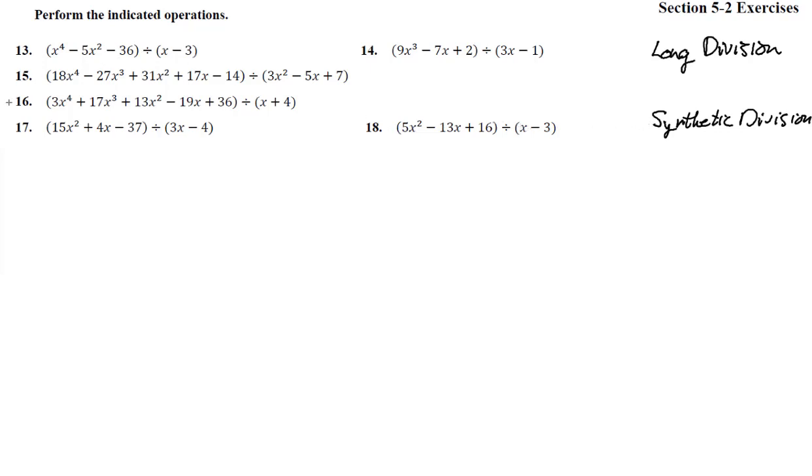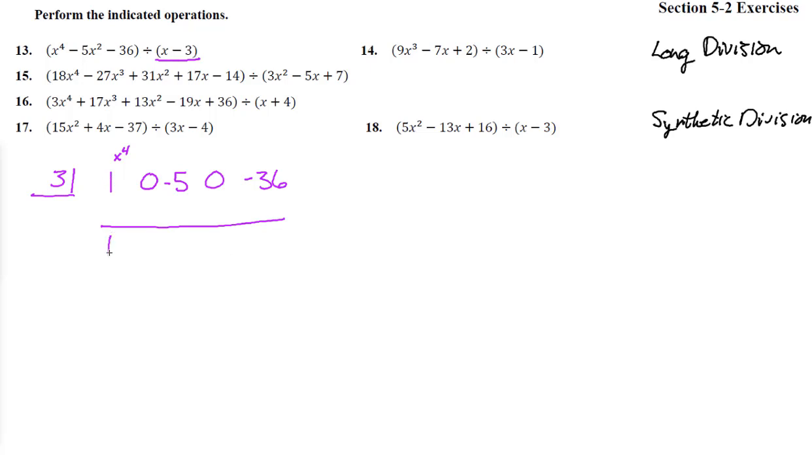It looks like number 18, number 16, and number 13 will be able to use synthetic division. All right, 13. So we're dividing by x minus 3, so we use the opposite right here. So we use the number 3 in the box, and then the coefficients starting with the x to the fourth. Now remember, when we go down, it's x to the fourth, x to the third, x squared, x, and then the last one, that's a negative 5. Negative 36. So those are the coefficients that we use, and this was an x to the fourth, so when we get done, we'll have the coefficients of x cubed, x squared, x, and the constant term, and then the remainder will be the one over here.